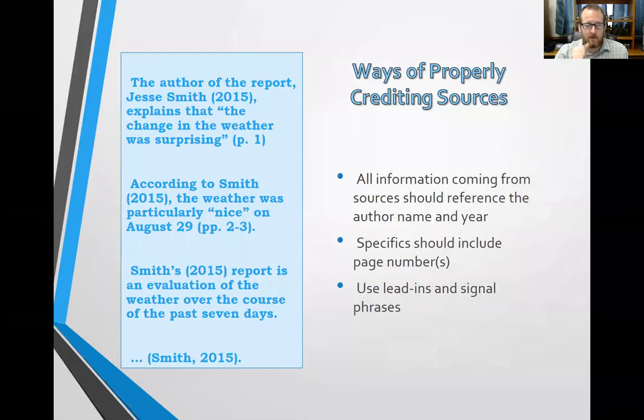Now, there are various different ways that you can credit your sources properly, and here's just some examples. And again, from the slide previous, we saw examples there as well, so we're not going to belabor this too much. Main things to keep in mind: all information coming from sources should reference the author name and year. If it's a direct quote, it should include a page number. And then again, if at all possible, you want to use lead-ins and signal phrases. You don't want to just drop the information in.